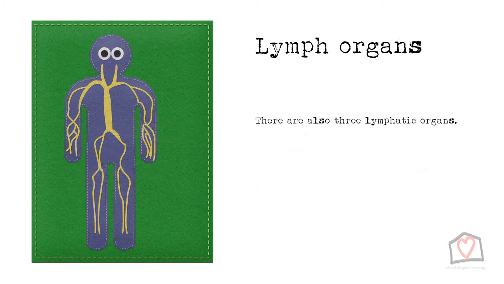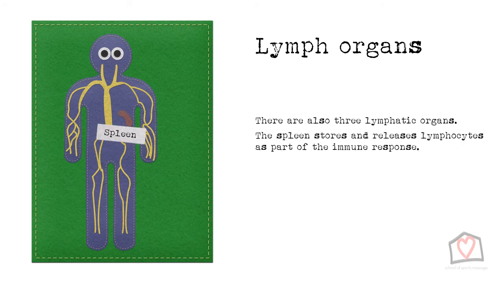There are also 3 lymphatic organs that are important to recognise. The first of these is the spleen. This organ is located in the upper left abdomen and is there to store and release lymphocytes as part of the immune response. It is especially adapted to filter and recycle blood cells.